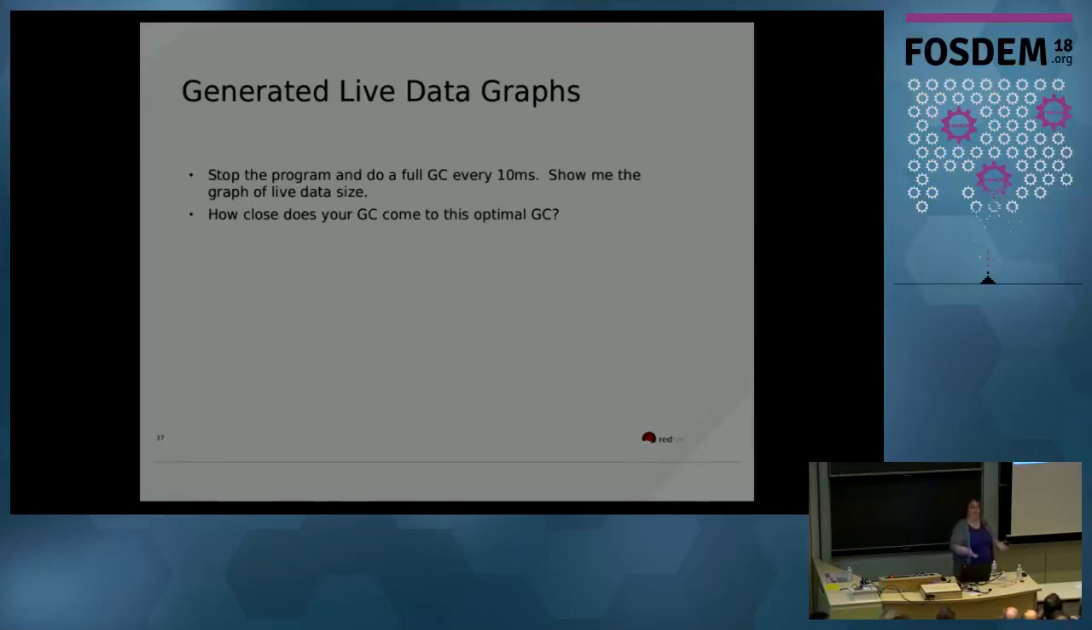I'd love to see generated live data graphs. JHiccup gives you this, but this is something that would require running for a long time. But if we could give you the live data graph of your program over time, and then give you the size of the heap that's actually occupied, this is a great way to compare two garbage collectors.